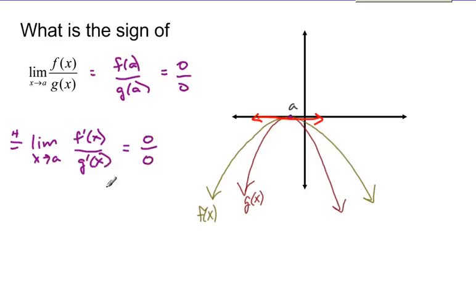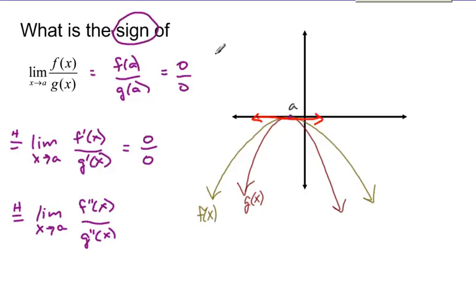Well, what do we do if we still have 0 over 0? Well, then we do L'Hopital again. And we take the limit as x approaches a of f double prime over g double prime. And now when we're looking at the second derivative, we should realize we're dealing with concavity. Now in this case, we don't have a number for that, but we were simply asked for the sign in the original problem. And we know that they're both concave down, which means both second derivatives are negative, which means our limit is positive. Let me write that a little more clearly. And so the answer is that it is positive.